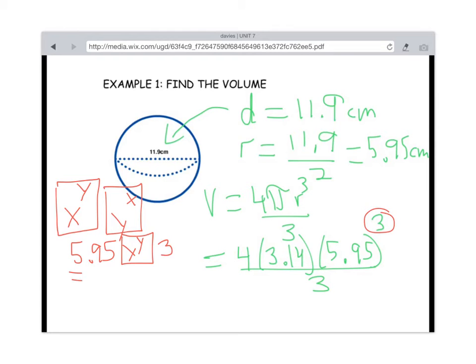Seeing as I don't have a calculator here in front of me, can you go ahead and multiply everything out here, and I think you're going to get an answer in the 400s. And then you've got the volume of our sphere in centimeters cubed, because we multiplied one of the dimensions by itself 3 times. If you don't have a scientific calculator, you're going to have to use a regular calculator and multiply 5.95 times 5.95 times 5.95, and that will also give you the answer that you're looking for.